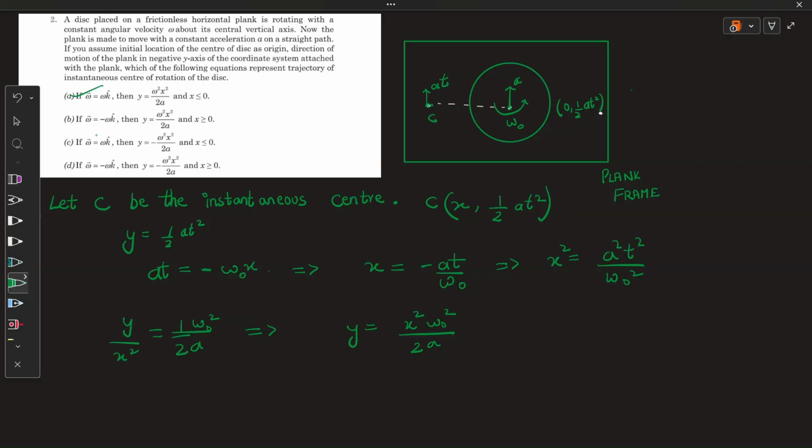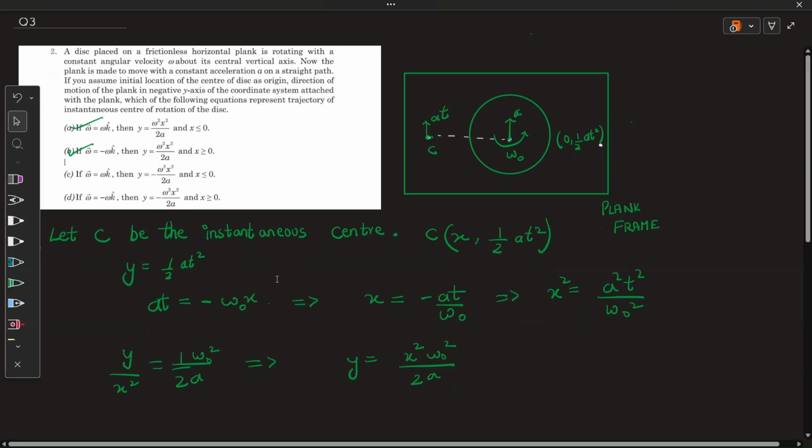If you move to option B, it says that omega naught is opposite to this. So the omega vector is minus omega into k cap. In that condition, what happens? We are just changing the sign of this. So x becomes positive, but the final answer remains the same because anyway we are squaring it. So we get the same result. So options A and B are both correct answers for this particular question.